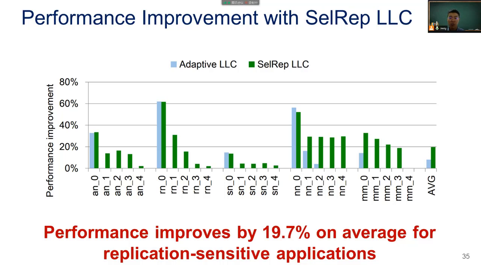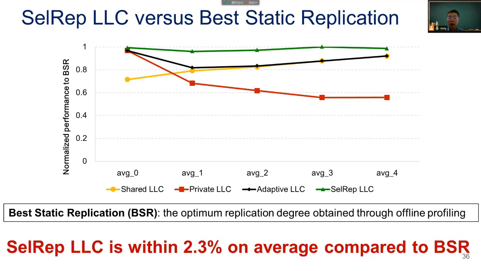Here are the performance results. For the replication-sensitive applications, CREP LLC improves the performance by 19.7% on average. Compared to the previous work, Adaptive LLC, which adaptively chooses shared or private LLC, CREP LLC improves the performance by 11.1% on average. CREP LLC is within 2.3% of the BSR on average. BSR is obtained by determining the optimum replication degree through offline profiling, evaluating all possible replication degrees.